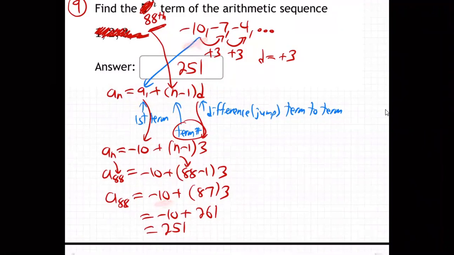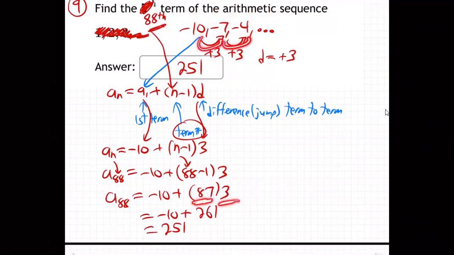This makes sense. Let me show it to you logically. It starts at -10, and it has 87 jumps of 3. Why only 87? To get to the 88th term, you take 87 jumps, right? Like to get to the second term, what do you got to do? 1 jump. To get to the third term, you have 2 jumps. So you always have 1 less jump than the term number because you start at the first term automatically. So to get to the 88th term, you have 87 jumps of 3.